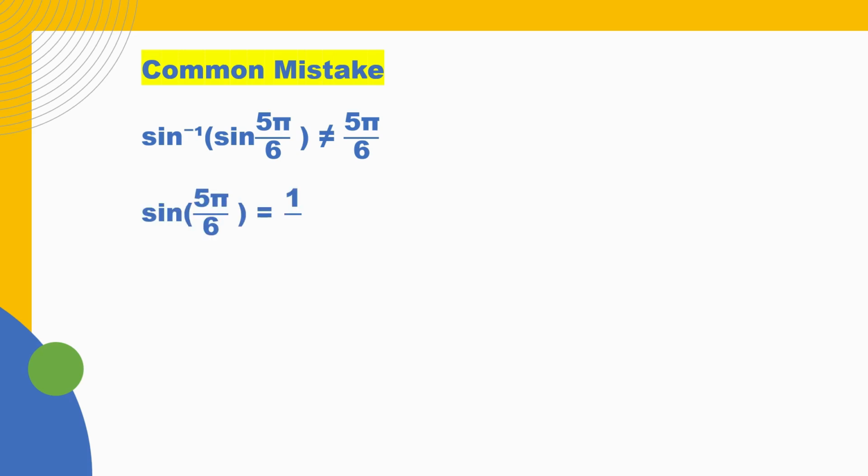First, calculate sine 5π/6. That's equal to 1/2. Now, the question becomes sine inverse of 1/2. We already know the principal value answer is π/6, not 5π/6. Why? Because every answer of inverse sine must lie between -π/2 and π/2. 5π/6 doesn't belong there. π/6 does. This single idea appears again and again in both exams.